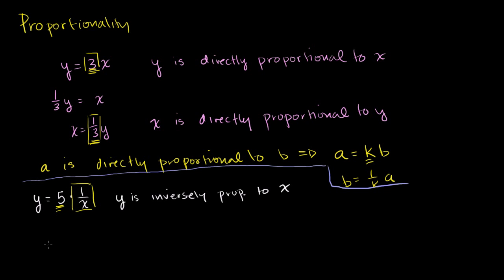Here's another example. I'm just playing with letters here. I could write a is equal to 10 over b. Once again, a is inversely proportional to b. You could rewrite this as a is equal to 10 times 1 over b. A is proportional to the inverse of b, or it's inversely proportional to b. So now that we have that out of the way, let's do some examples using our newly found knowledge of direct proportionality and inverse proportionality.